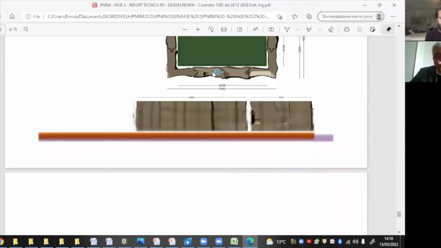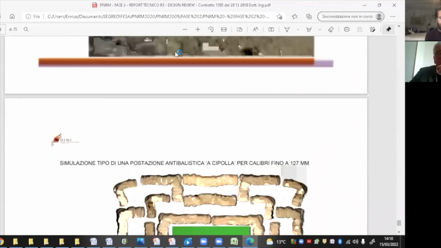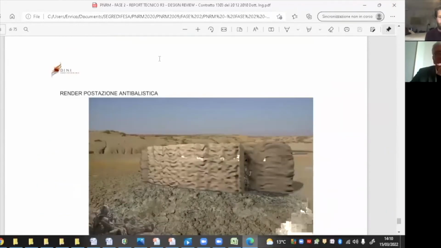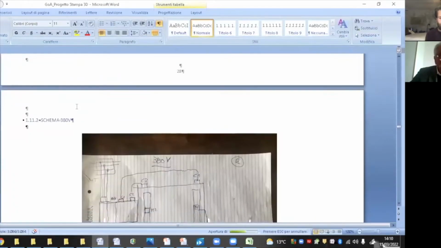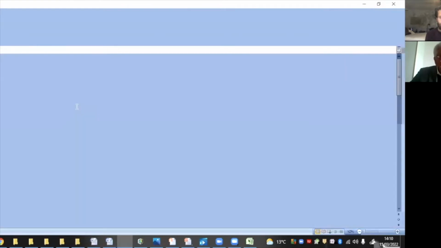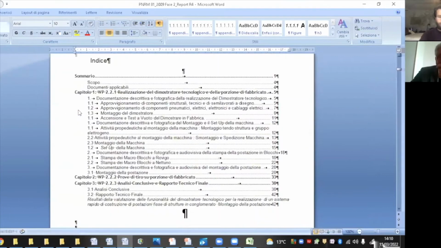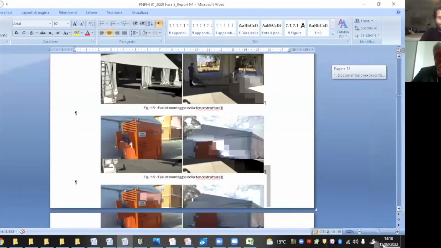And I was searching for the scenario of when we made the shelter. Just a second. I'm searching for the right picture. Take your time. Here it is.